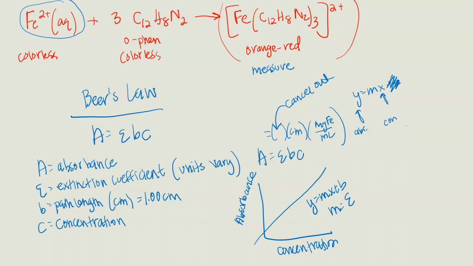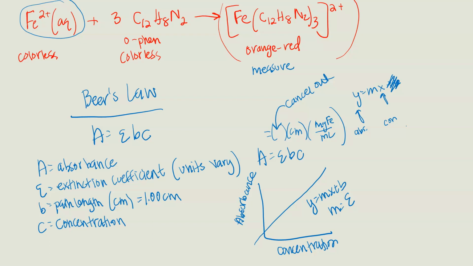Okay. So the way this lab is going to work is the goal of part A is to do this exact thing. Make this graph, get the extinction coefficient. That's part A's goal. In part B, I'm going to give you a solution, or a solid that contains some iron. And our job is to figure out how much iron. It's an unknown. So we'll be using that extinction coefficient to do our calculations in part B.